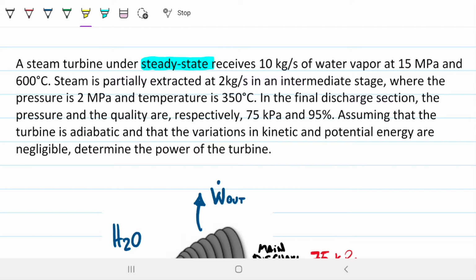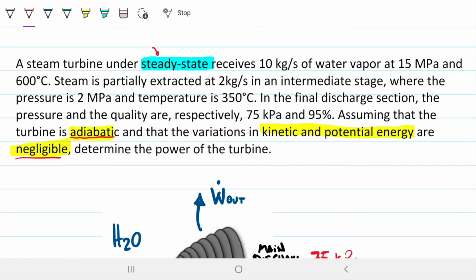In the final discharge section, the pressure and the quality are respectively 75 kilopascals and 95%. Assuming that the turbine is adiabatic, doesn't lose any heat to the environment, and that the variations in kinetic and potential energy are negligible, determine the power of the turbine. Okay, so we are discarding completely kinetic and potential energy. There's no heat being lost to the system, and this is a steady-state system. Okay, so we can apply the continuity equation.